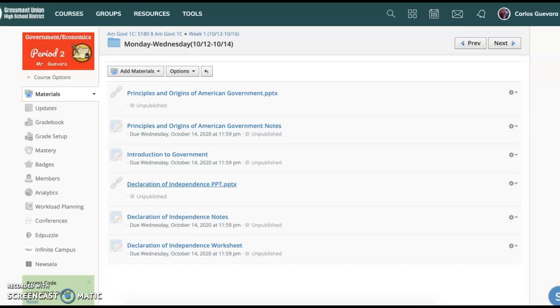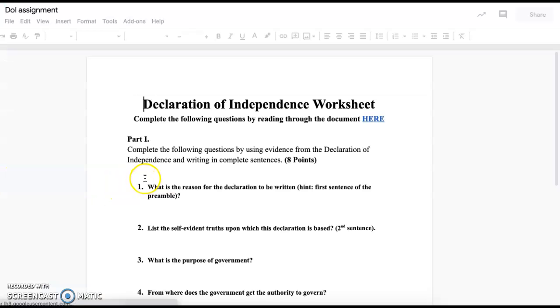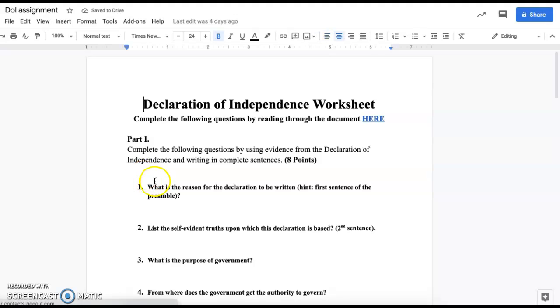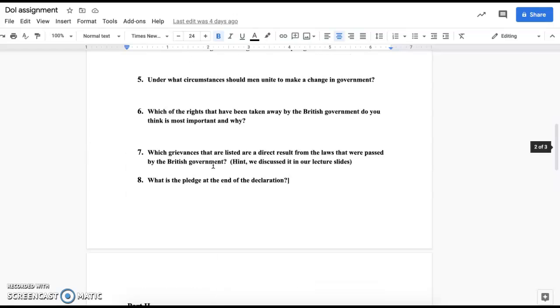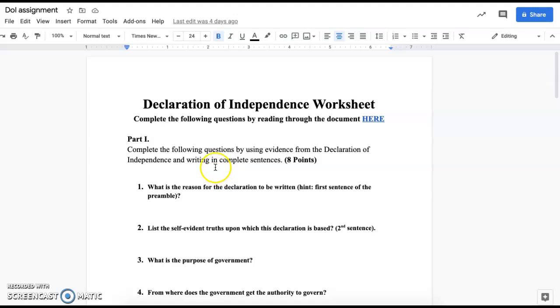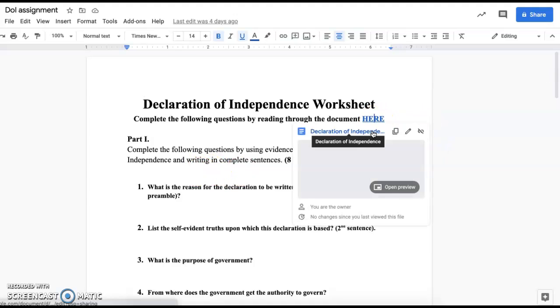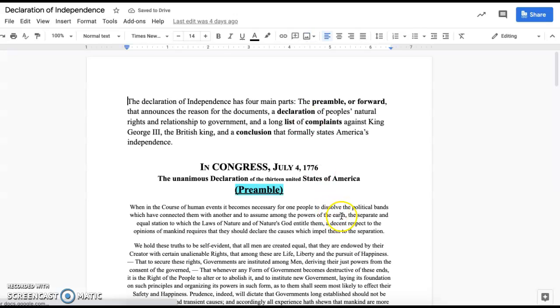So let's go over now the assignment for this slide. So this one is a little bit longer. You guys are going to be reading over the document itself, and you're going to be answering these questions here. As you see, it's broken up into 2 parts, part 1 and part 2. So you click on here, and it will take you over to the Declaration of Independence.